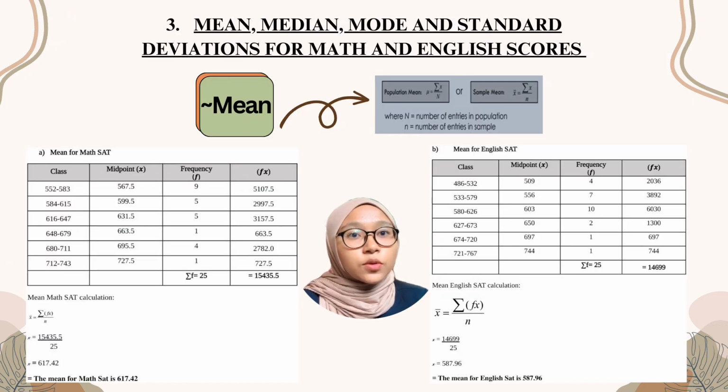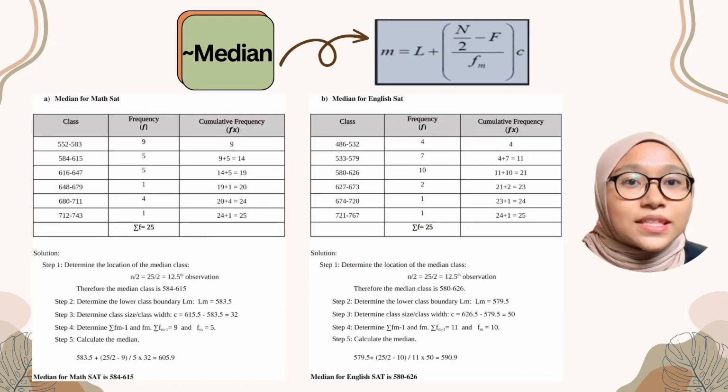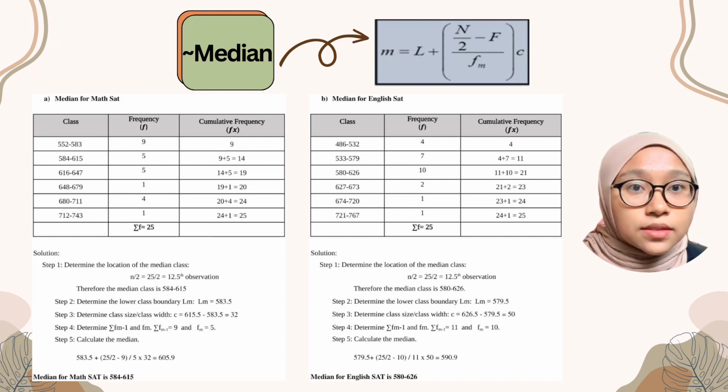Question 3 is to calculate the mean, median, mode and standard deviation for both. First, the mean for math SAT is 617.42, while the mean for English SAT is 587.66. For median, math SAT is class 584 until 615, while English SAT is class 580 until 626.